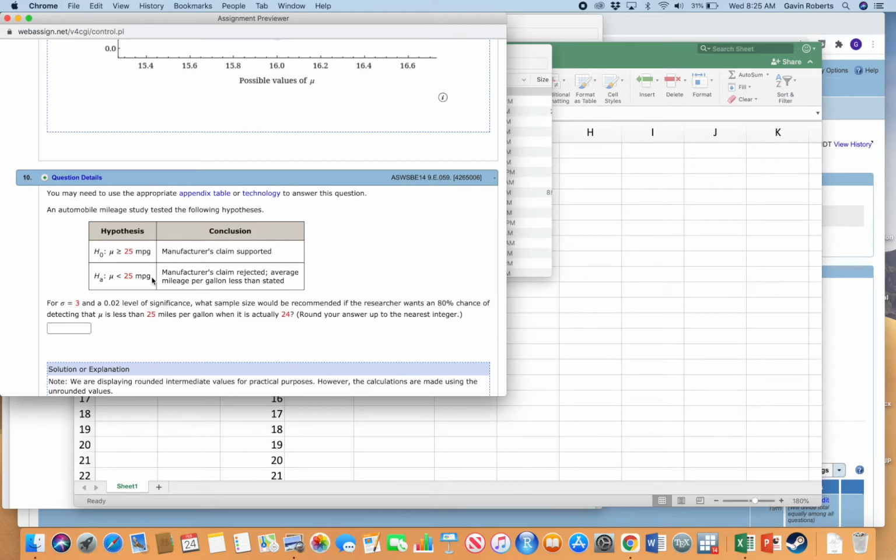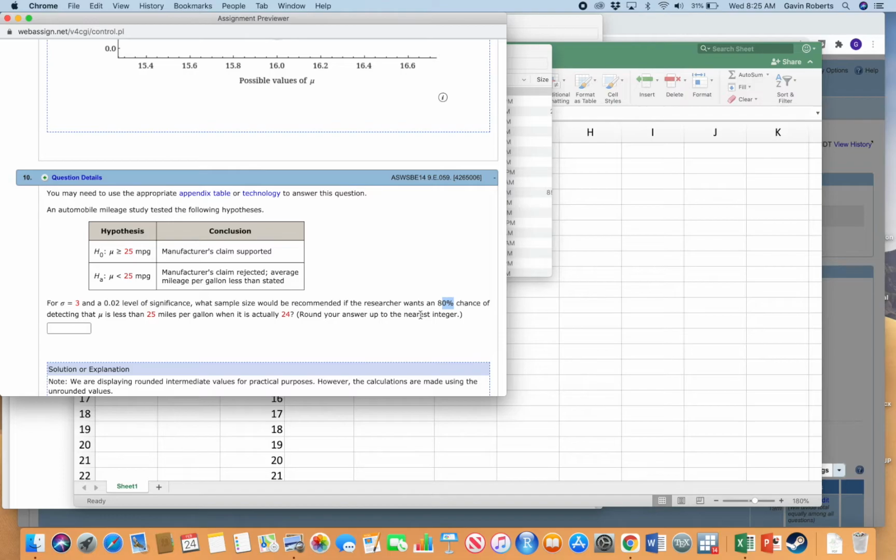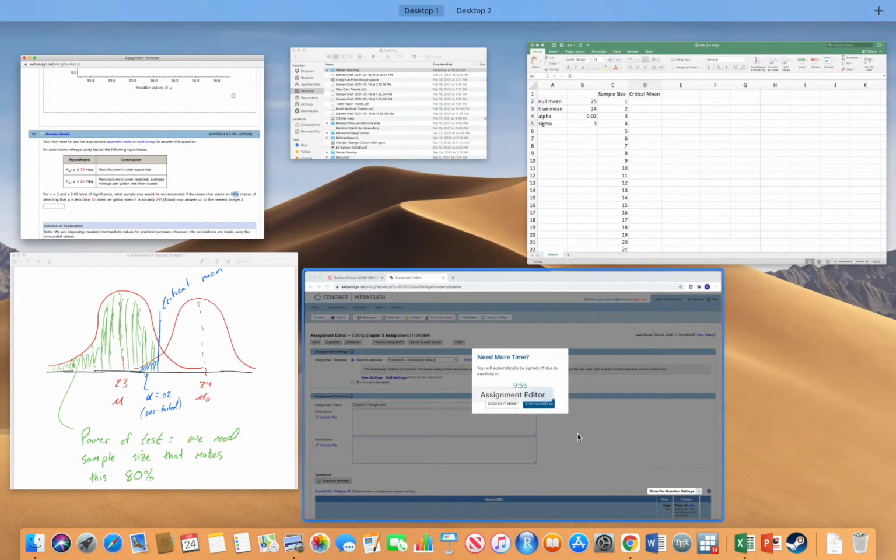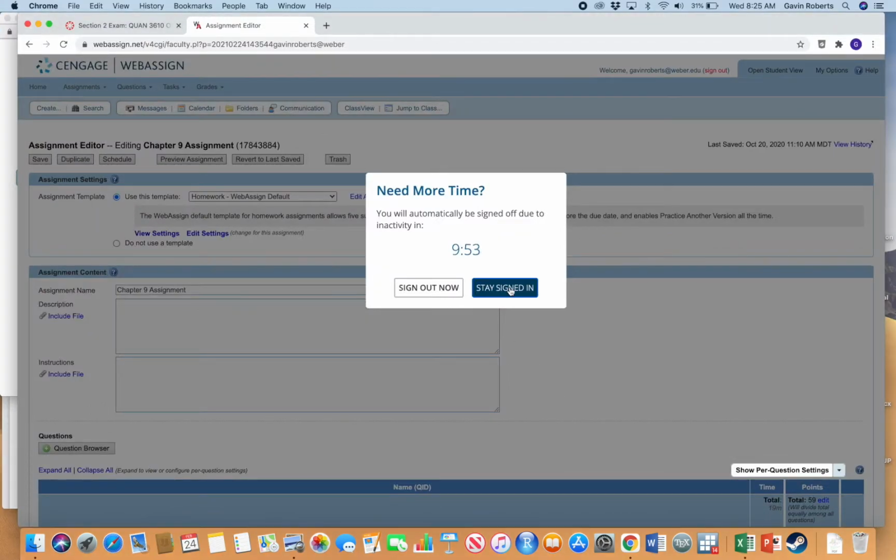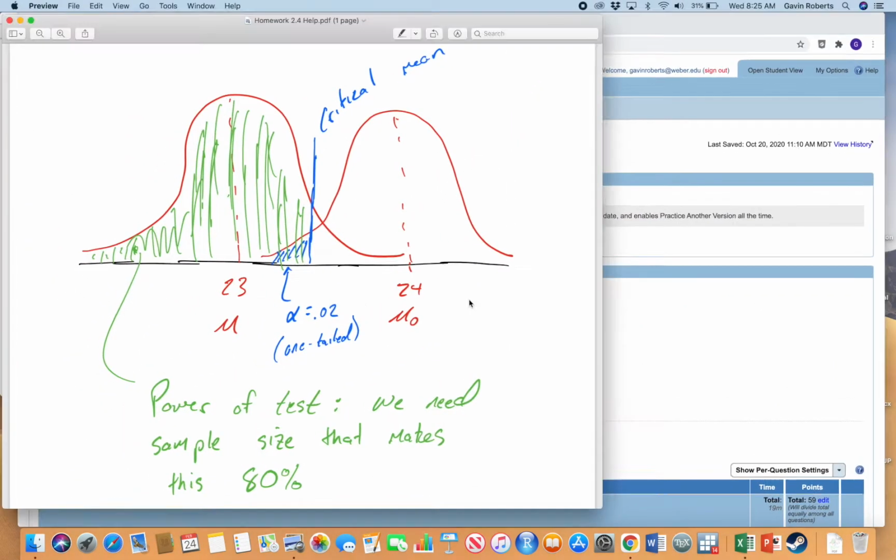So we basically want to figure out the probability that we reject the null hypothesis, because they're asking for the power. They're telling us we want the power to be 80%. What sample size do we need to achieve that? So let's take a look at this diagram I drew.